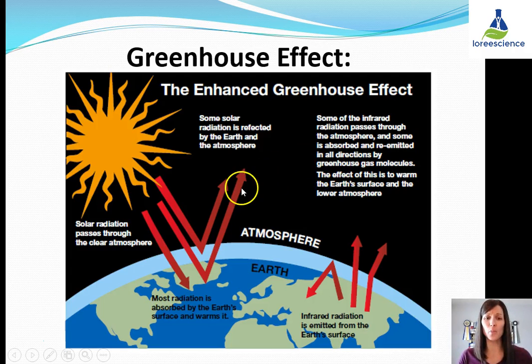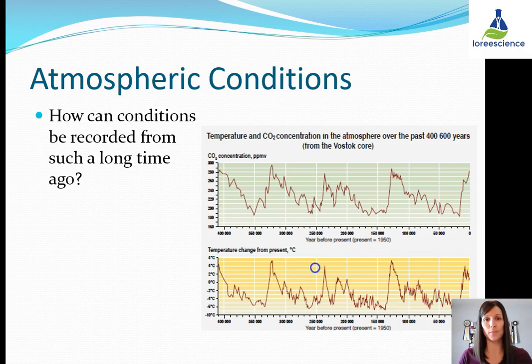So how does the greenhouse effect work? We have solar radiation, most of it absorbed by the Earth's surface, by land and by ocean, some of it reflected back. However, the more greenhouse gases we put into our atmosphere, the more radiation they can then absorb, meaning that more of the solar energy is actually staying within our Earth's atmosphere.